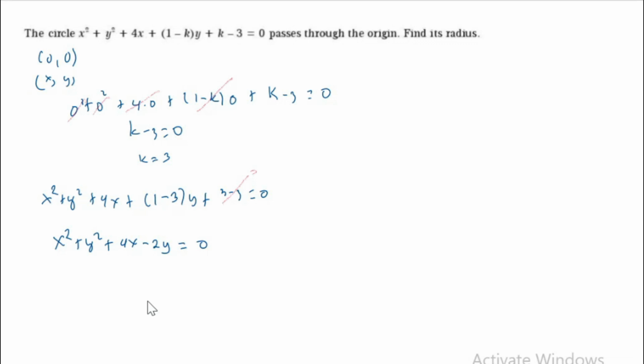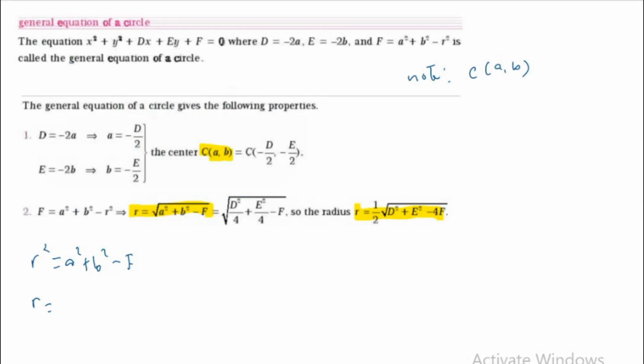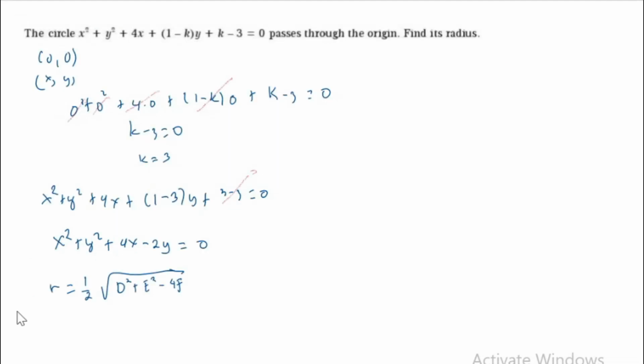Using the formula that we solved earlier, r is equal to one half of the square root of d squared plus e squared minus 4f. Am I correct? Let us see the formula. Okay, that's correct. We have r equals one half of the square root of d squared plus e squared minus 4f. So by substitution, we have one half times the square root of d.